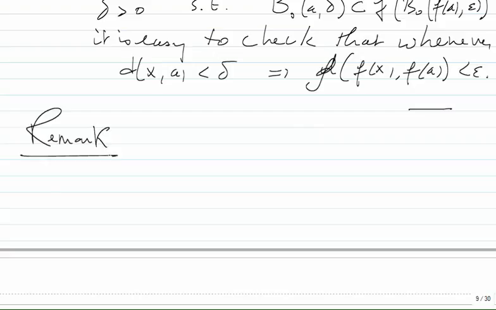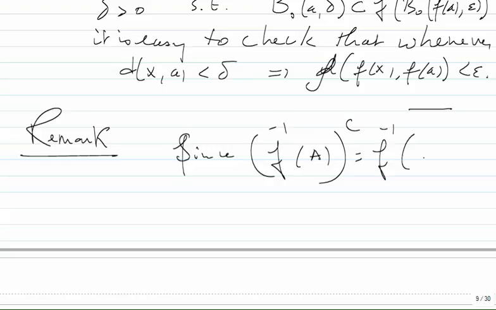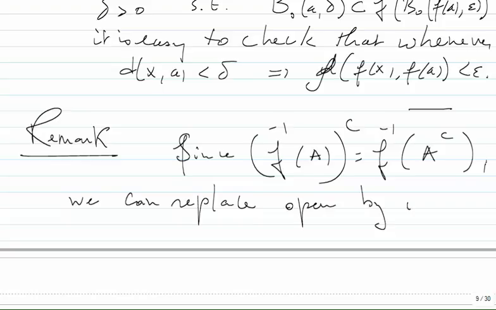So this theorem is stated in terms of open sets. What about closed sets? For that, it's enough to see that f inverse of A complement is exactly the complement of f inverse of A. Once we have proven this identity, we can replace open by closed in the theorem above.